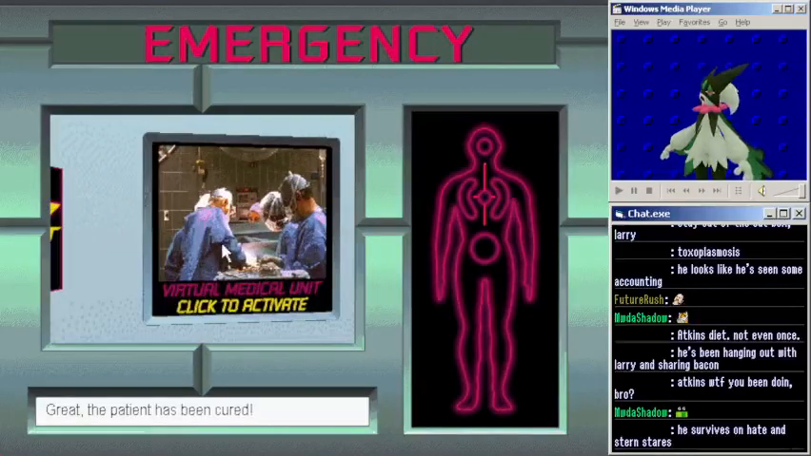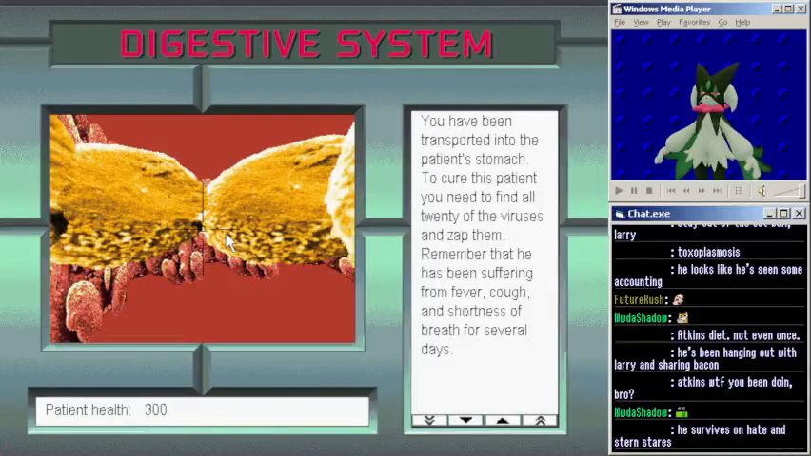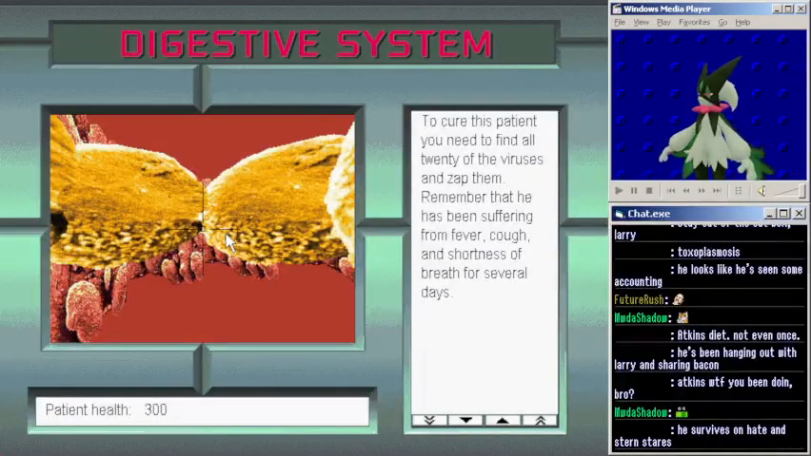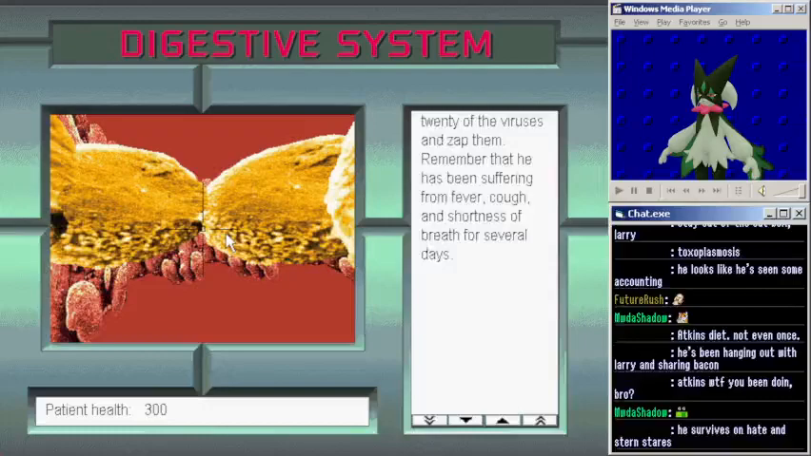Okay, well, here we go again. You have been transported into the patient's stomach. To cure this patient, you need to find all 20 of the viruses and zap them. Remember that he has been suffering from fever, cough, and shortness of breath for several days.